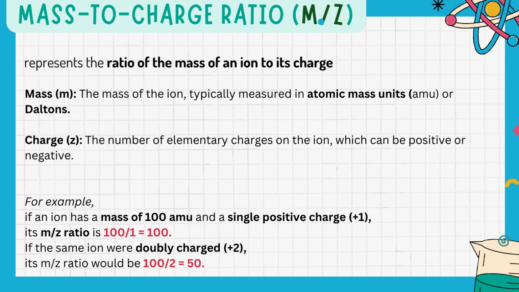For example, it is very easy to find the m/z ratio of a particular ion. If an ion has a mass of 100 AMU, or atomic mass units, and carries a single positive charge, you just divide 100 by 1. So the answer will be 100. What if that same ion, with the same mass of 100 atomic mass units, is doubly charged, so plus 2? Then 100 divided by 2 becomes 50.